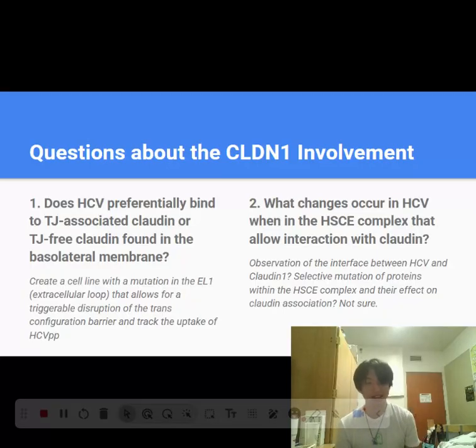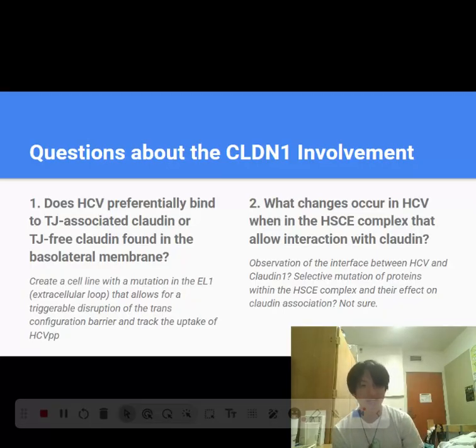But maybe a way that you might be able to test this is maybe you could create a cell line with a mutation in the EL1 or extracellular loop of CLDN1 that could allow for an inducible interruption of the trans configuration barrier that formed the tight junction, the claudin tight junction barrier. From there, maybe you could track the uptake of HCV via HCV-PP.